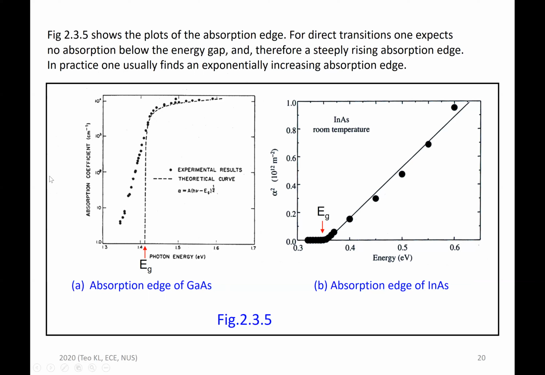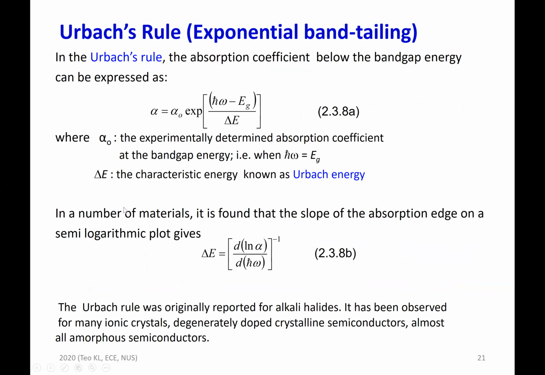Of course, you can also plot gallium arsenide as alpha squared over photon energy. But you won't expect this part to be flat. You expect there will be some kind of tailing effect, because there's absorption coefficient signal below the band gap. Now, to talk about this band tailing effect, sometimes called exponential band tailing, or the Urbach rule: Urbach basically said that the absorption coefficient below the band gap energy can be expressed in this form.